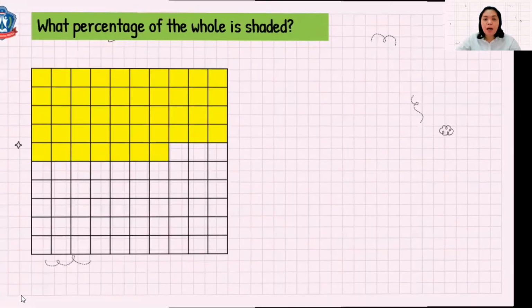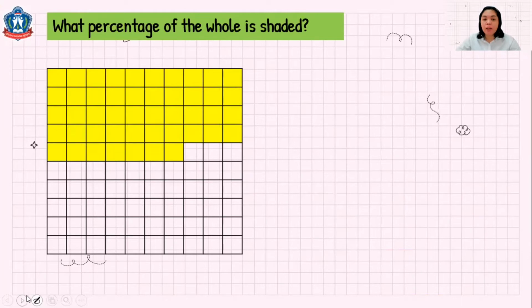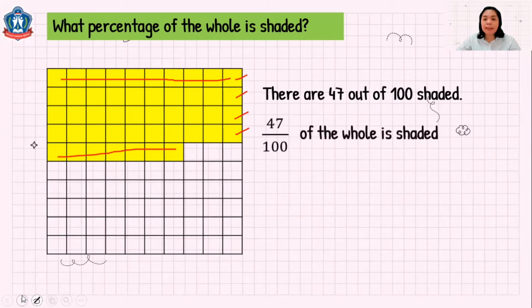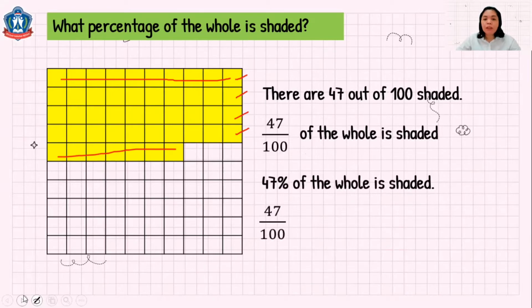Another, what percentage of the whole is shaded with yellow? Okay, so we have 47 out of 100 parts shaded with yellow. So we have 10, 20, 30, 40, and this is 47. So if we use a fraction, this is 47 hundredths. So 47 hundredths of the whole is shaded, or we can say 47% of the whole is shaded with yellow. So 47 hundredths is equal to 47%.